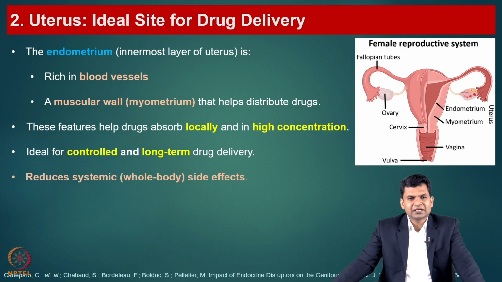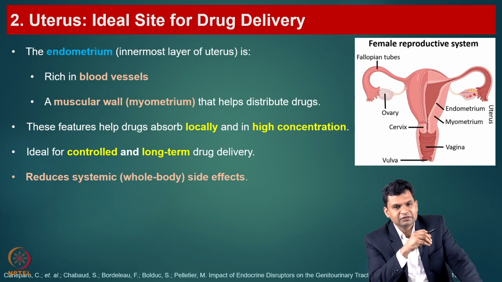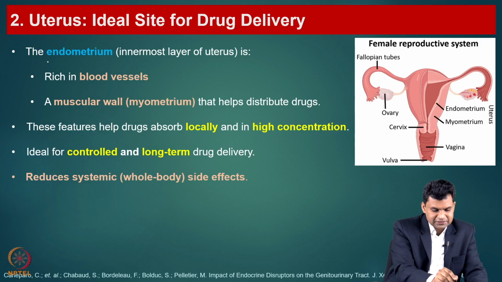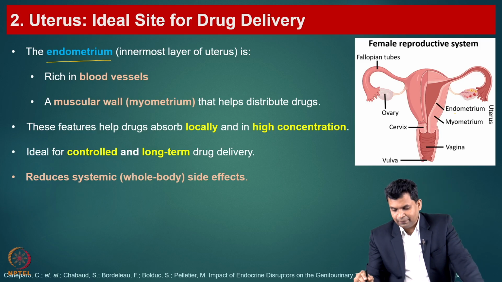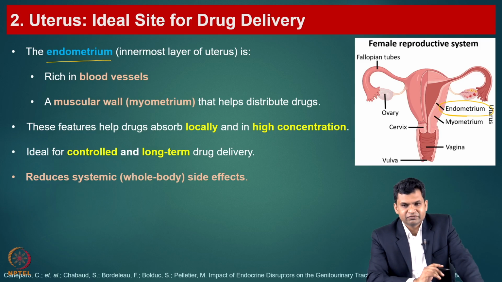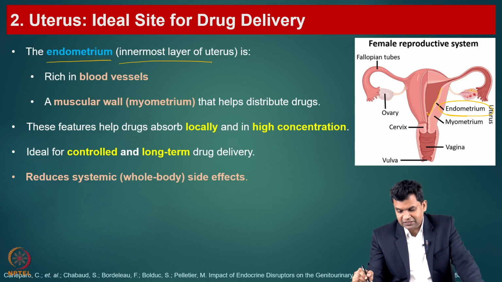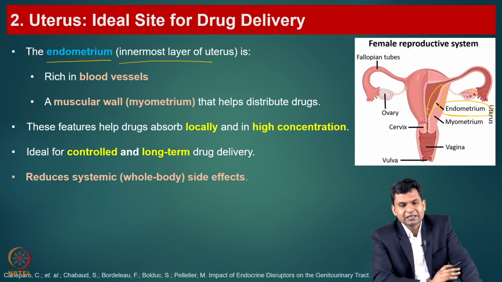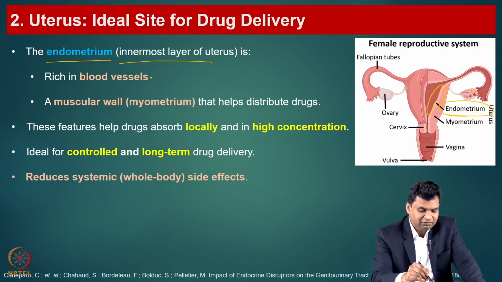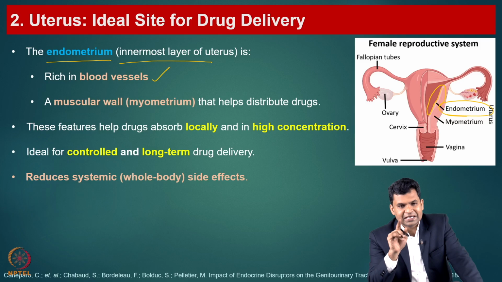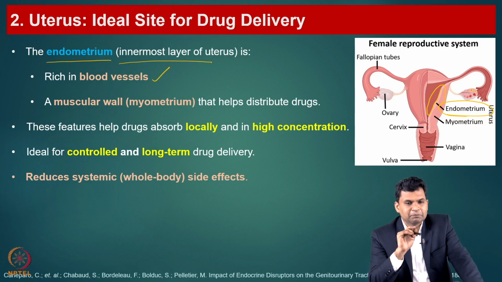So, the uterus is an ideal site for drug delivery. Now, we will see the physiology of the uterus. You can see in the picture the endometrium, which is the innermost layer of the uterus. This inner layer is rich in blood cells, so that will help with the absorption as well as the further bioavailability.